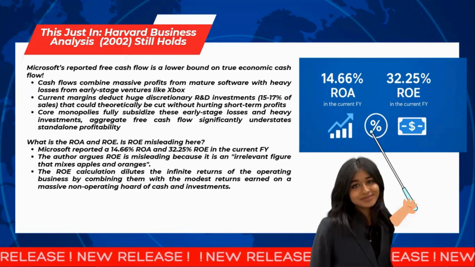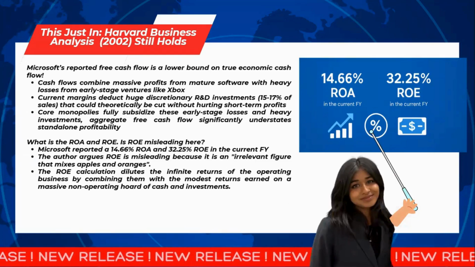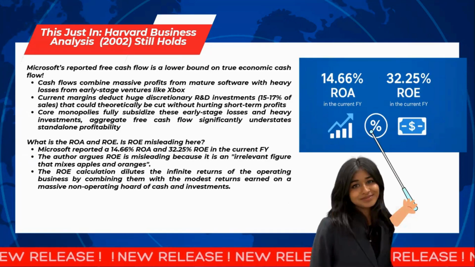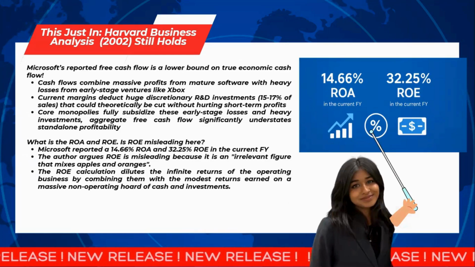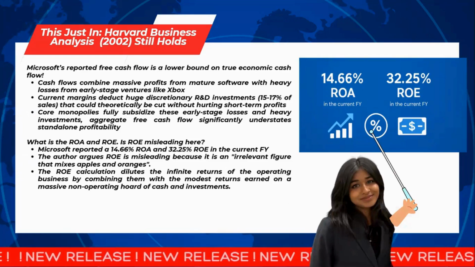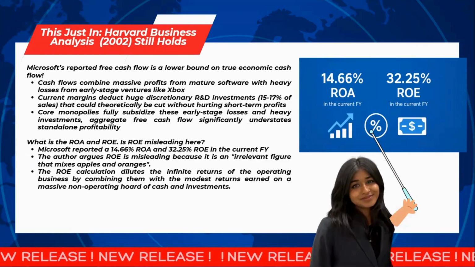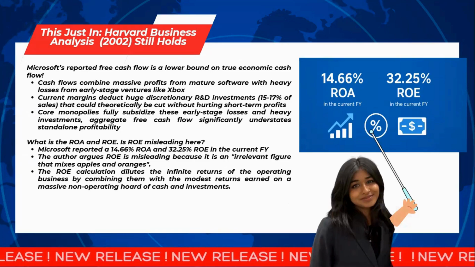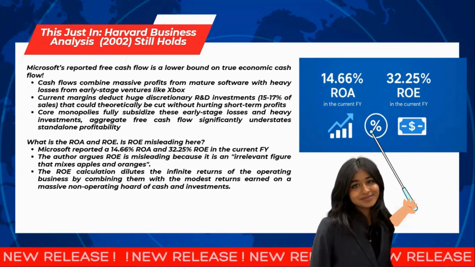This just in, Harvard Business Analysis from 2002 still holds. Microsoft's reported free cash flow is a lower bound on true economic cash flow. Cash flows combine massive profits from mature software with heavy losses from early-stage ventures like Xbox. Current margins deduct huge discretionary R&D investments that could theoretically be cut without hurting short-term profits. Core monopolies fully subsidize these early-stage losses and heavy investments.